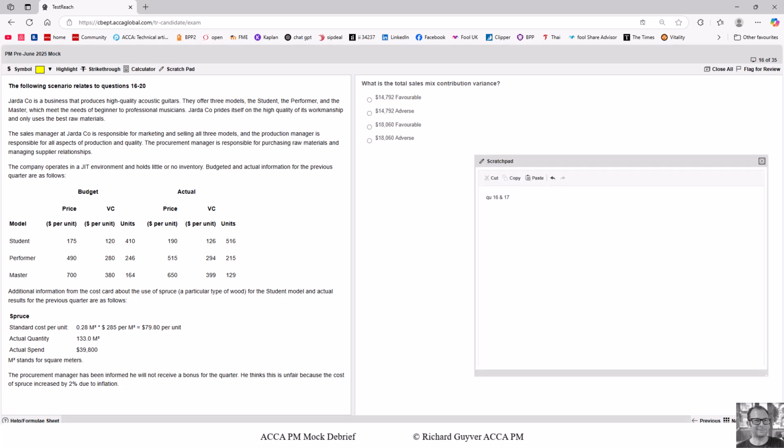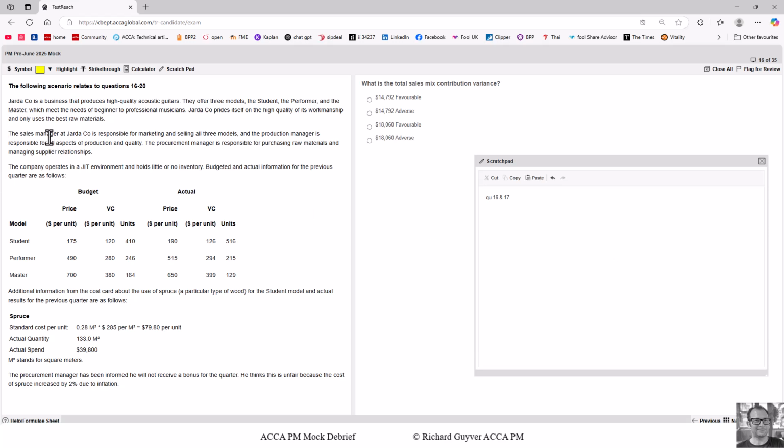And I already know that I'm looking for firstly a sales mix and then a sales quantity variance. So on my scratch pad, I'm going to do them together. My approach is to do a little table where I have the mix and the quantity variances side by side, so I can reuse sections rather than retyping them. Let's go through what we're asked.